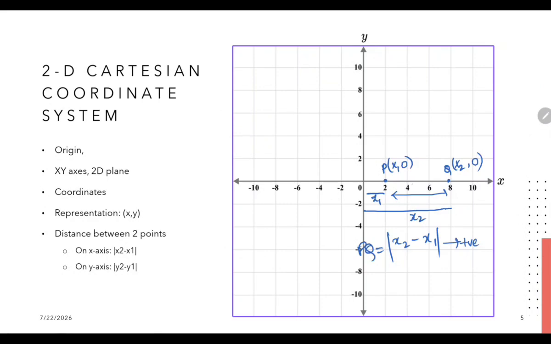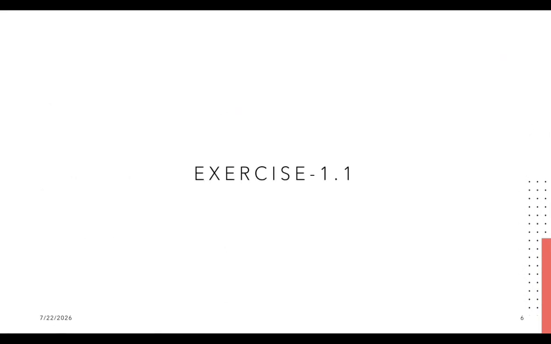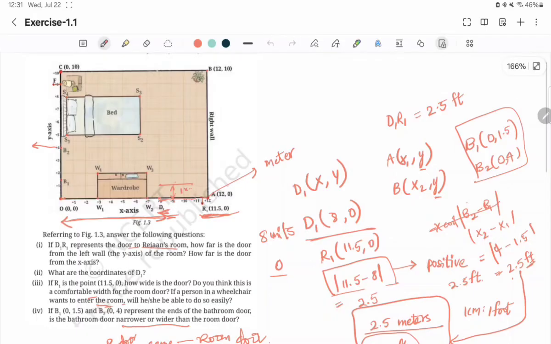So if the points lie on the x-axis, the distance is mod of x2 minus x1, which is the difference between the x coordinates. And in the same way, if the points lie on the y-axis, the points will be 0 comma y2 and 0 comma y1, and the distance between them will be mod of y2 minus y1. Okay, that's how we calculate the distance between 2 points. We'll go to exercise 1.1.